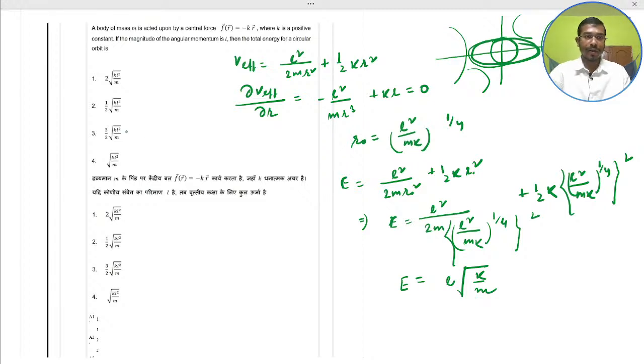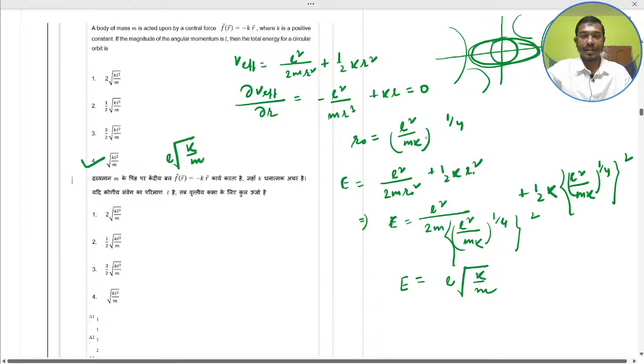L root k by m? The square root of KL means L root k by m. Option 4 would be the correct one. Root over KL square means L root k by m. Option 4 is the correct one. Next.